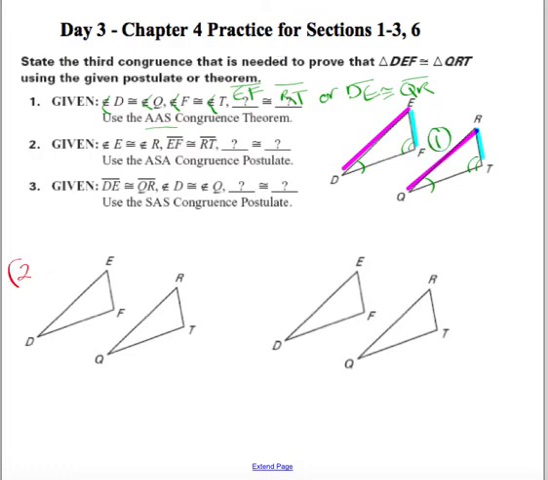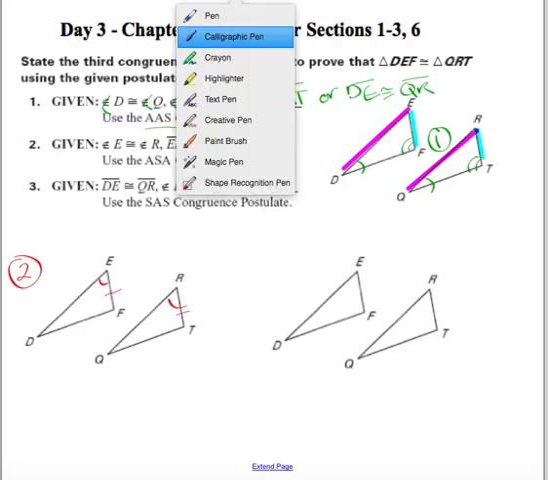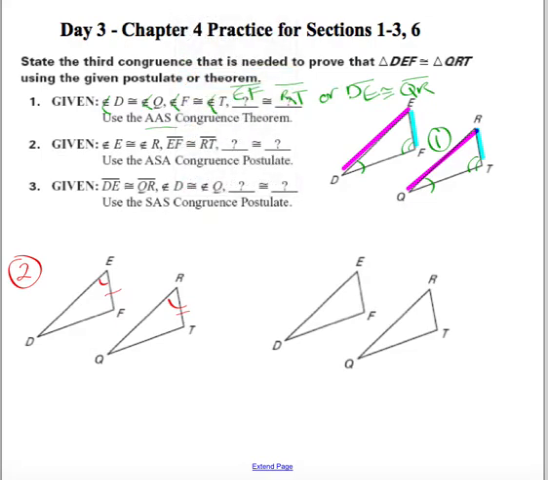For number 2, let's use this picture over here on the left. It says that angle E is congruent to angle R, and that EF is congruent to RT. They want us to use the angle side angle postulate, which means that the side will be included. So the side that's given as congruent needs to be between the 2 angles. Since it has to be between the 2 angles that we're using, we will need angle F and angle T to be our missing information that we need for this problem. So I'm going to say angle F congruent to angle T. That would make us be using the angle side angle postulate.